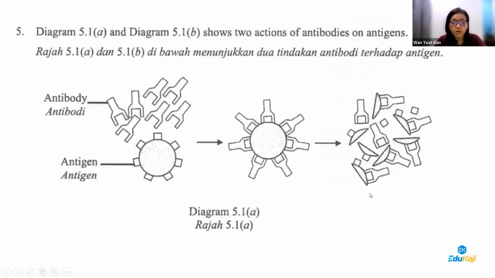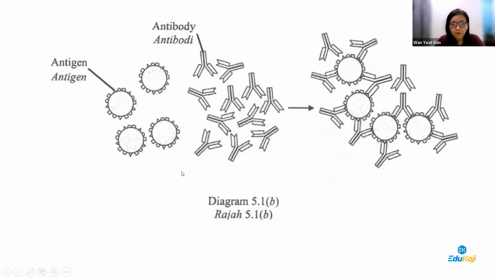Okay, let's move on to question 5. Diagram 5.1 A and B show two actions of antibodies on antigen. So you have the antibody that's shaped like a Y and the antigen. This is how it reacts. You can see that the antibody clumps together all the antigen.